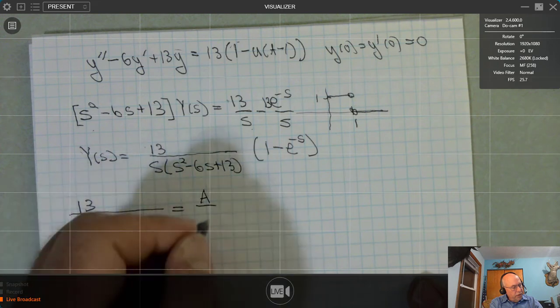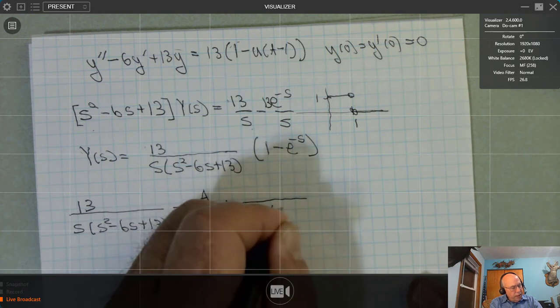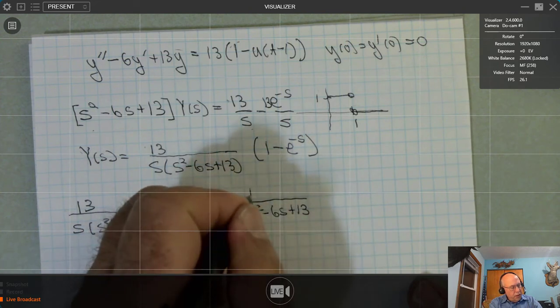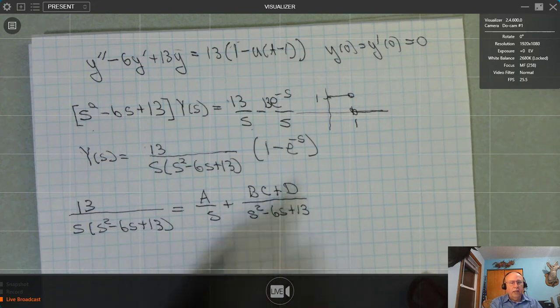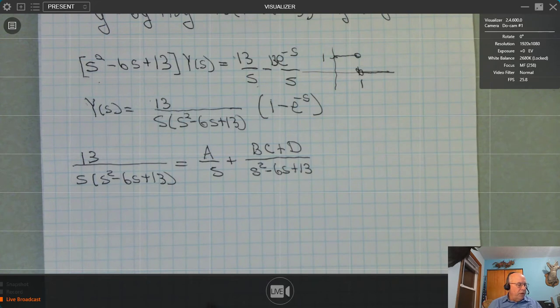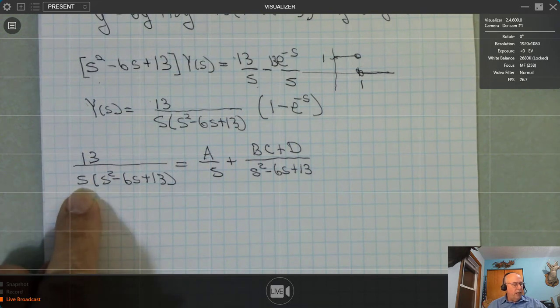a constant over s. Now you just have to write these so that they're proper fractions. So we have s squared minus 6s plus 13. Well, this is second degree, so this potentially could have both first degree and constant terms in the numerator. Now, I should say there is one other way of doing this, and that is you could take the inverse transform of that much, and then since there's an s in the denominator, you integrate it once, on the interval from 0 to t.